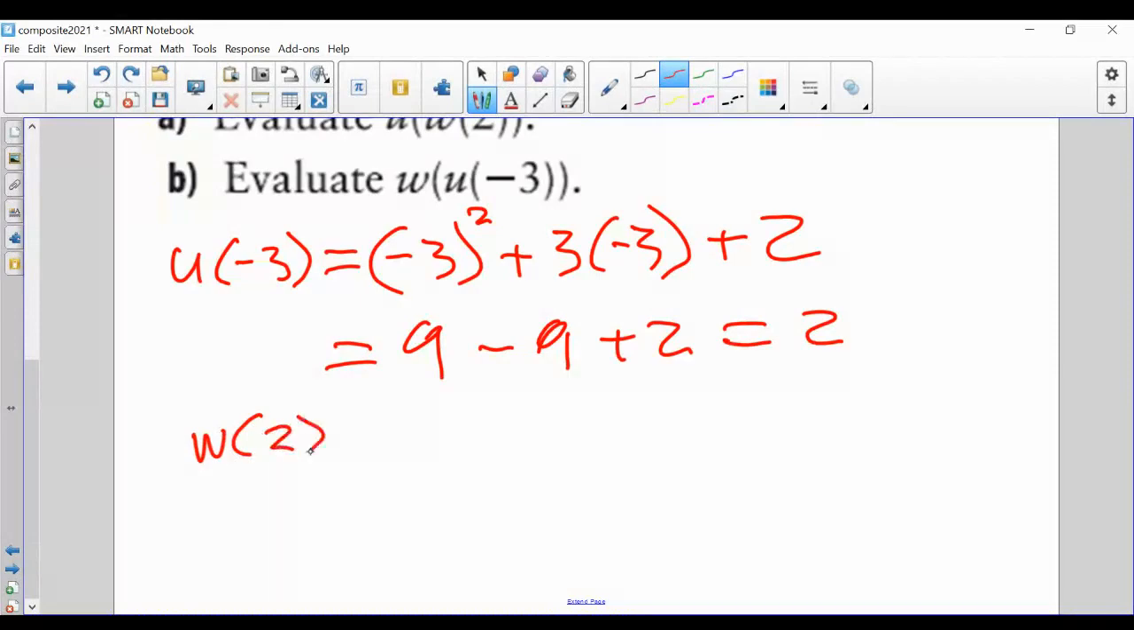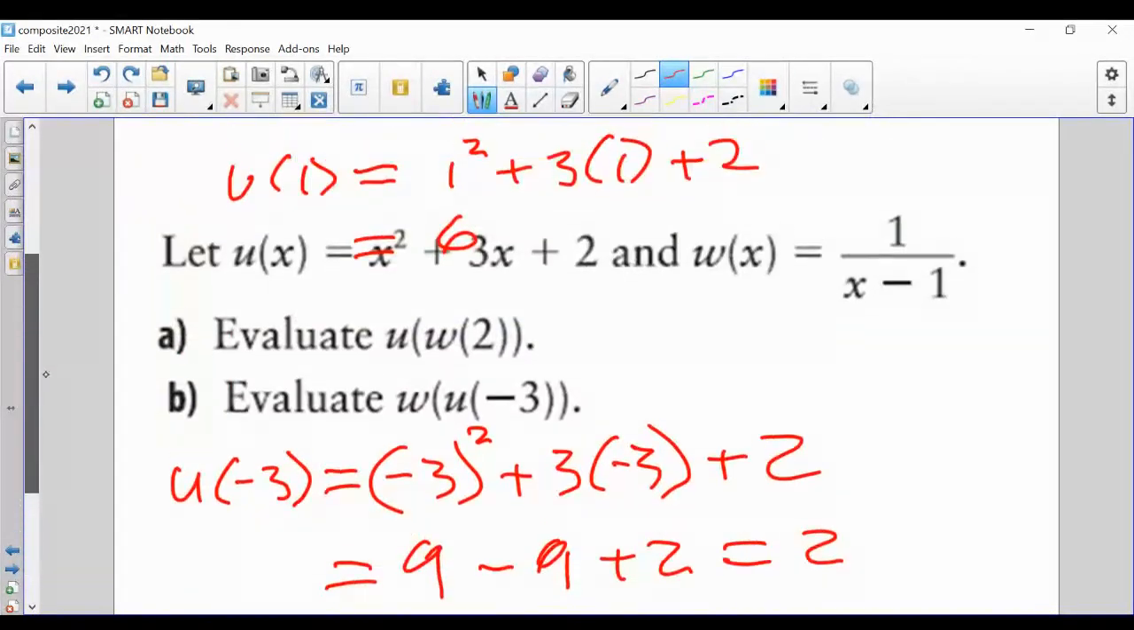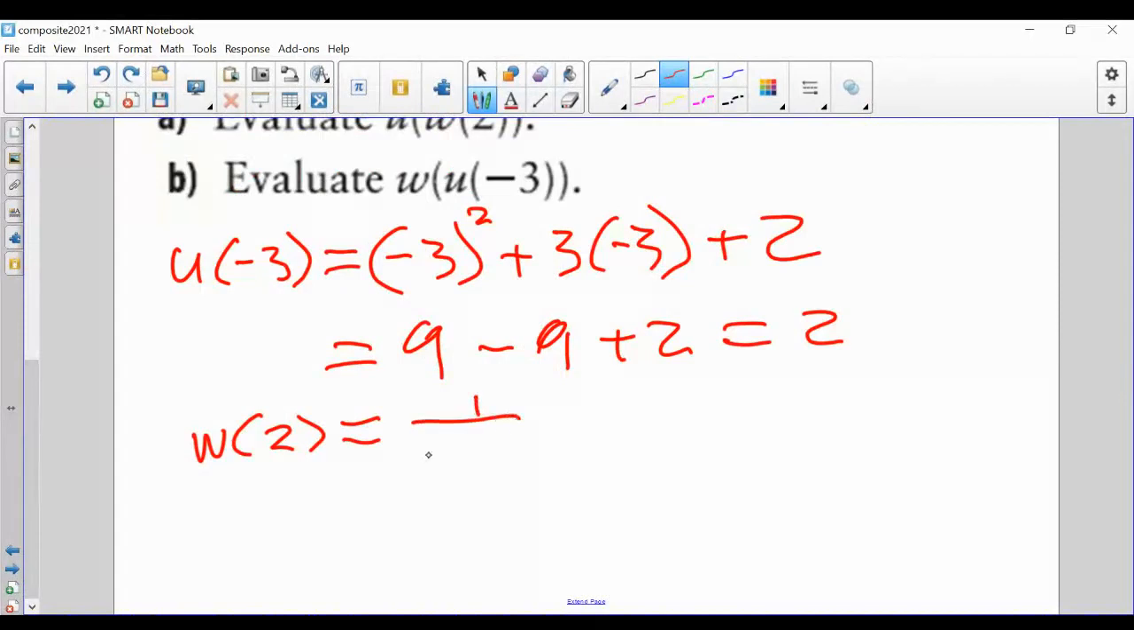So the W of 2 is now equal to 1 over 2 minus 1, which of course is 1. There you go, folks. That's it. That's all there is to it. So if I give you a table of values, then the table of values would be enough for you to see how to go from one to the other. The output of one becomes the input of the other. It's the same thing here when I have the actual equations.